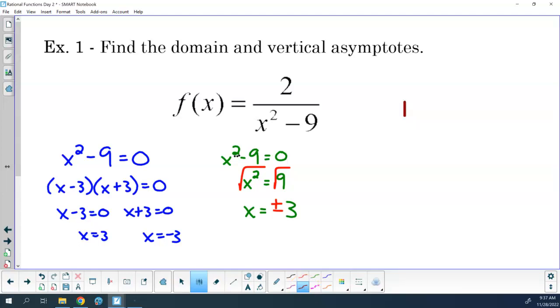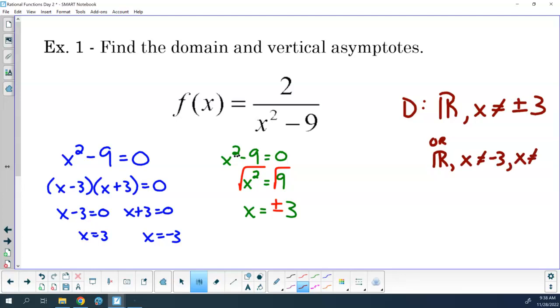So the domain of this function would be all real numbers, but x cannot equal plus or minus 3, positive or negative 3. If you wrote this out as all real numbers, but x cannot equal negative 3, x cannot equal positive 3, that's fine too. Either one of those works.